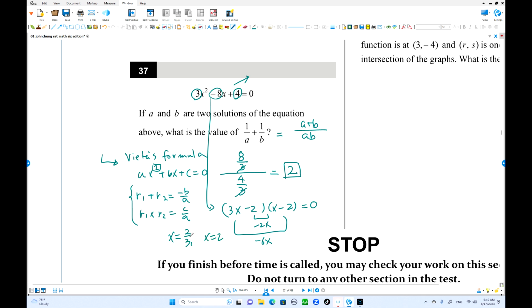When you add these, take the reciprocals. The reciprocal of 2 over 3 is 3 over 2. The reciprocal of 2 is 1 over 2. So 4 over 2 equals 2 right there.